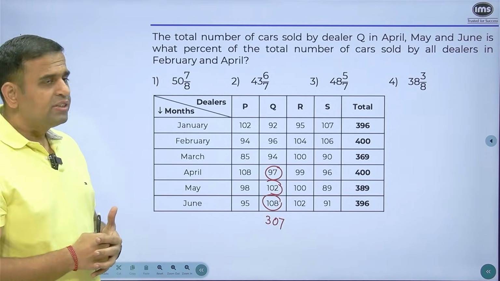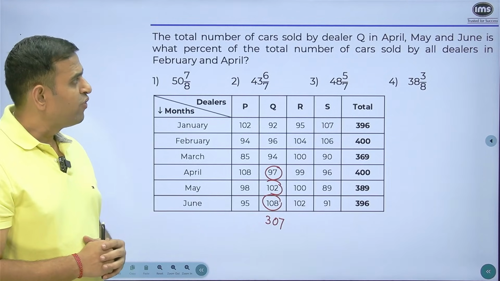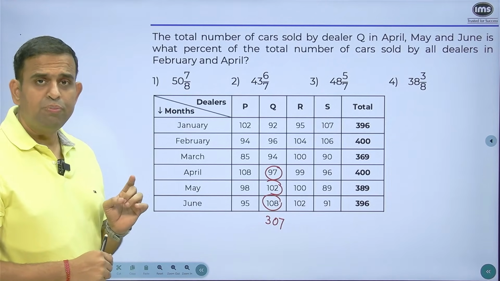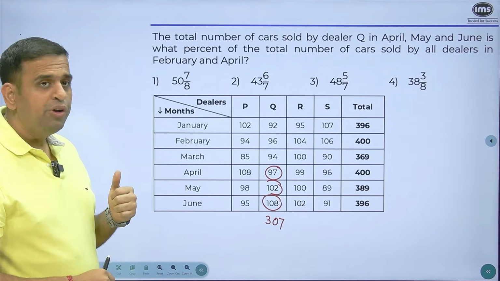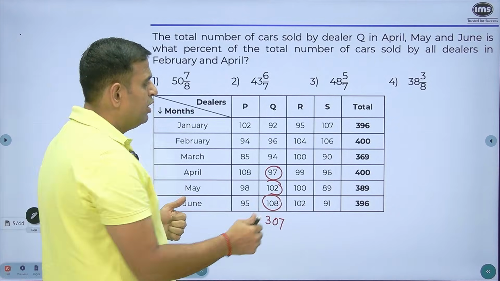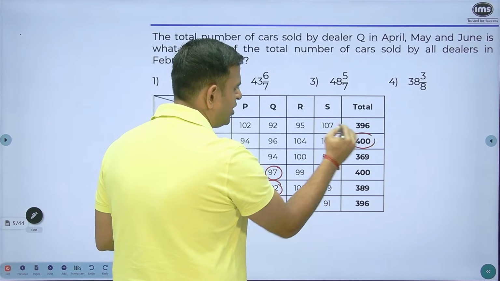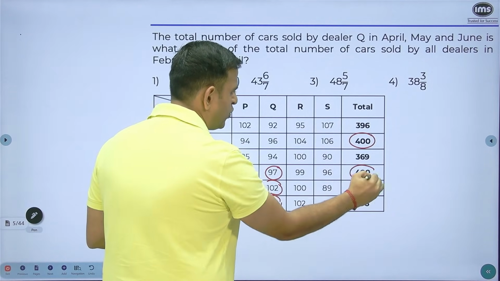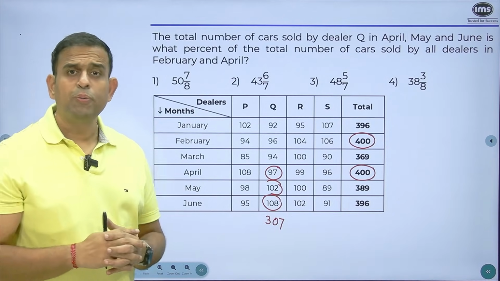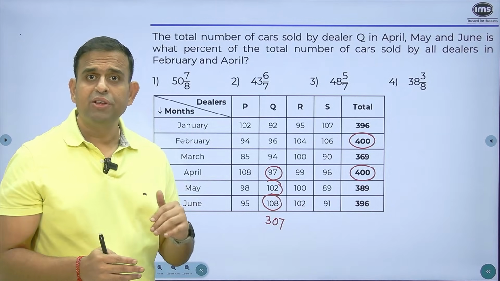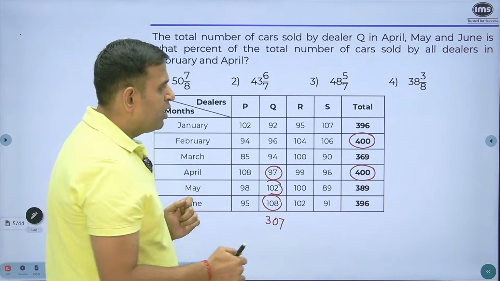And this is what percent of the total number of cars sold by all the dealers. Please note all the dealers P, Q, R, S in the month of February and April. So in the month of February, total cars sold by all of them is 400. In the month of April, the number also is 400. So total number of cars sold by all the dealers in those 2 months, Feb and April, become equals to 800.